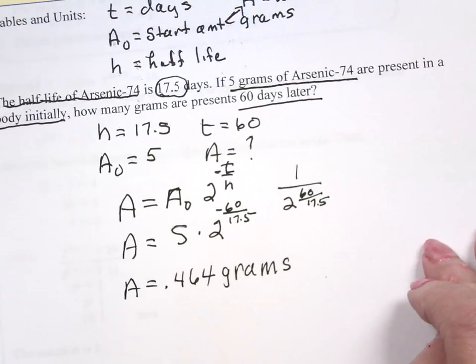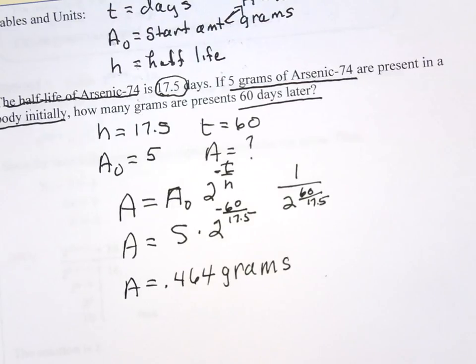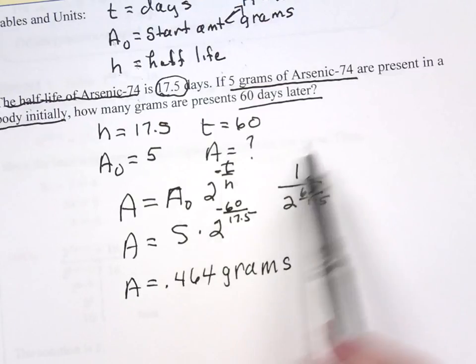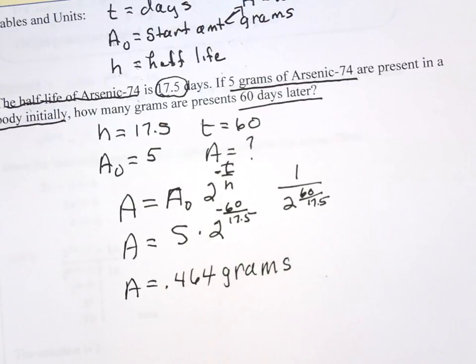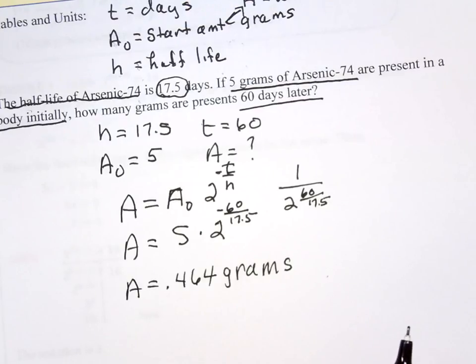I mean, in 60 days, you've got about a half a gram left, and you started out with 5. So in 2 months, you're down to a half a gram in a body. Gary.